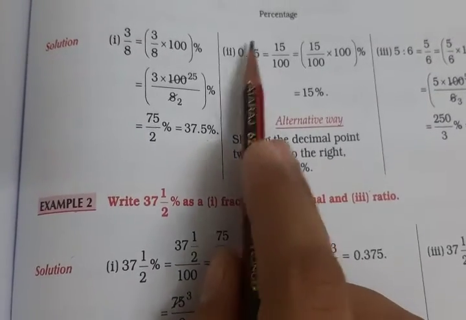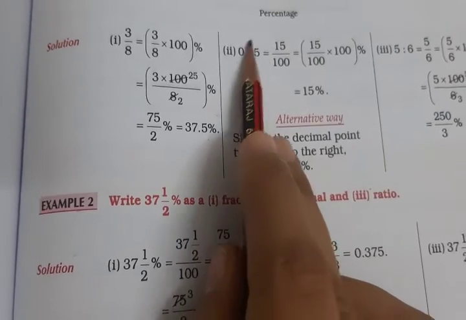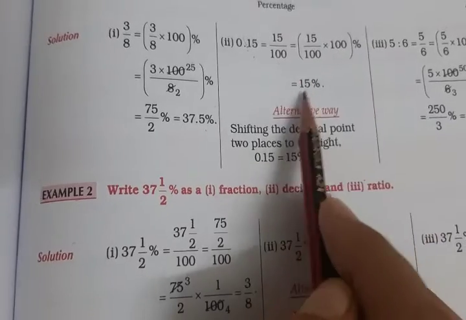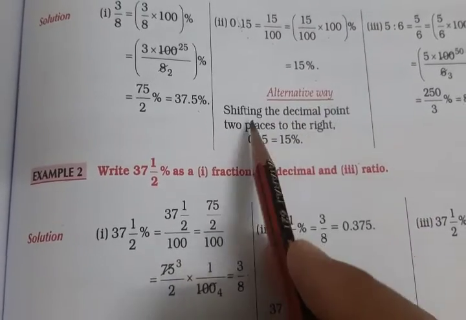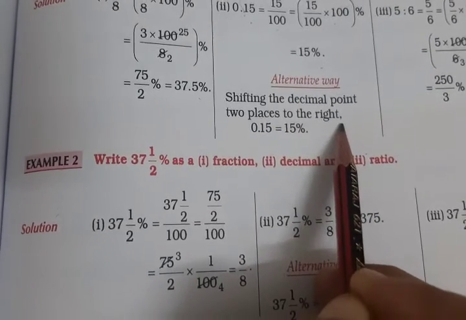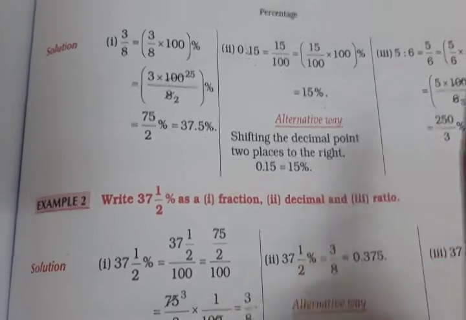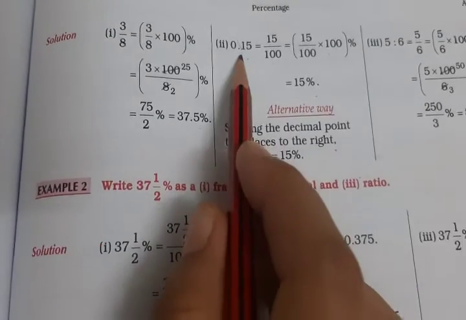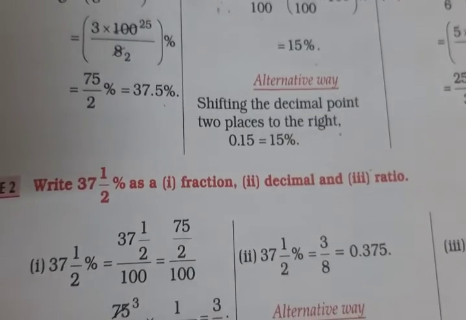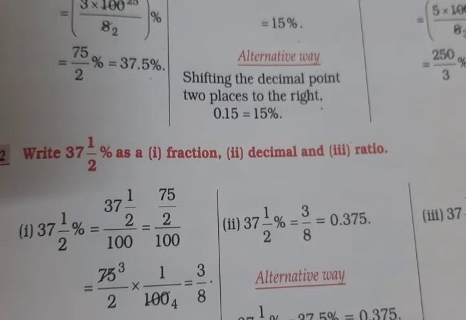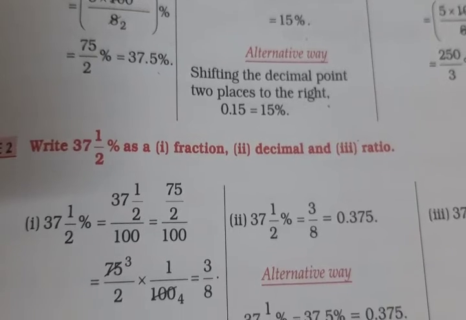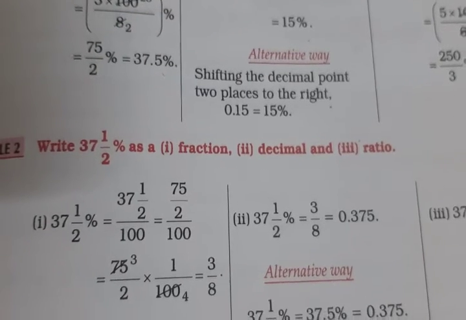In a decimal, how to convert a decimal into percentage? Firstly, simple, we will remove the decimal and write over 100. Now this is a fraction, we will multiply by 100 and put the percentage sign, that is 15%. Alternative method is to shift the decimal point 2 places to the right. In the denominator we want 100. Now for percentage we want 100, so for any given decimal number, we will shift the decimal 2 places to the right.